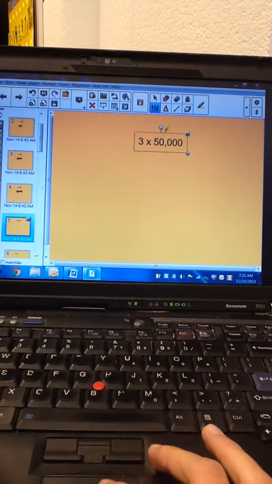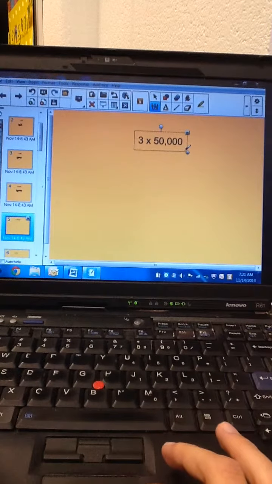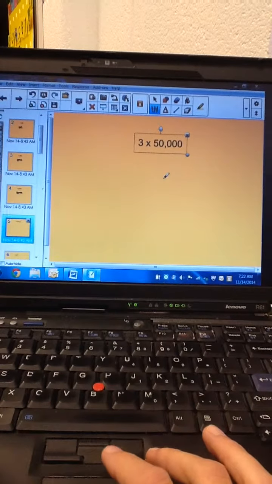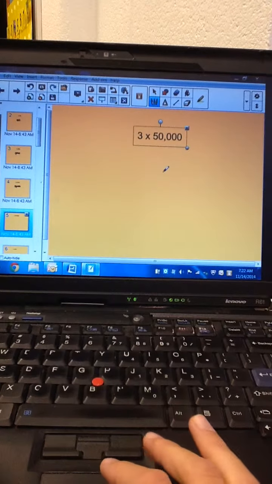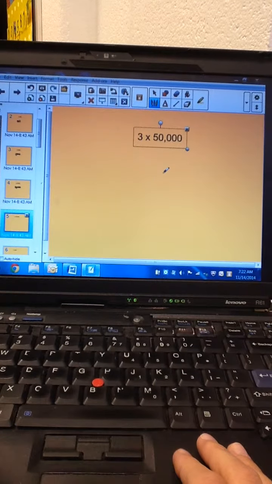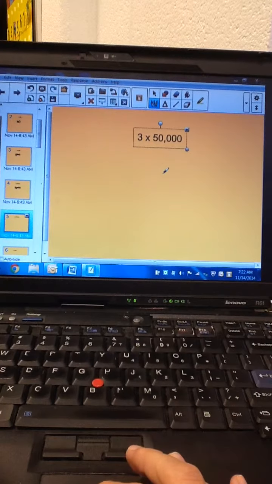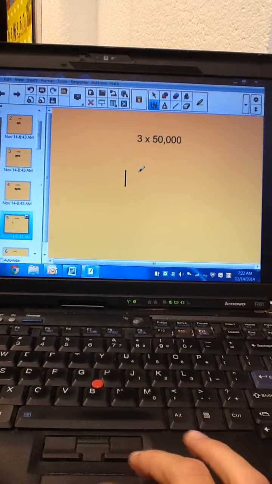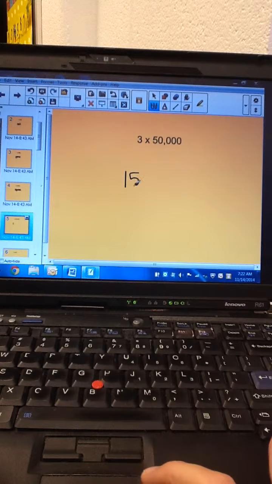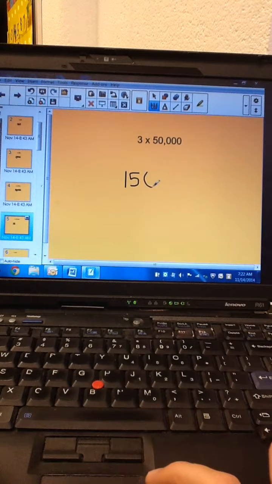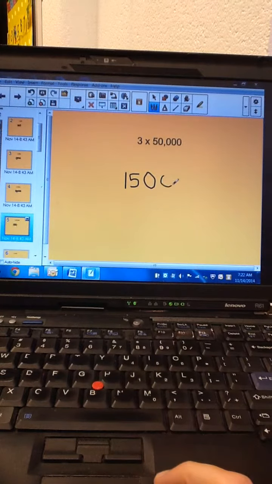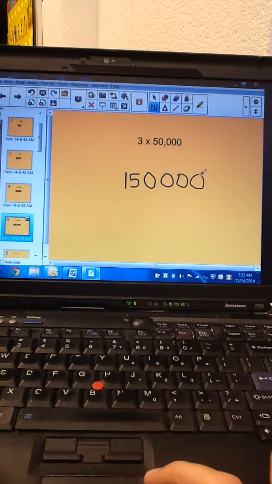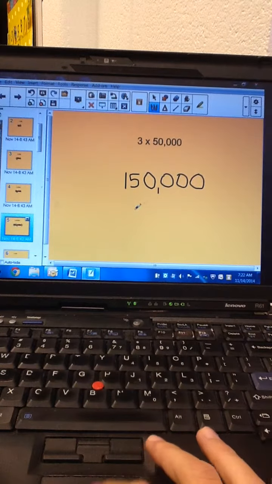Last one. Look at this problem, 3 times 50,000. I want you to pause the video and talk to your neighbor about how you think you would solve 3 times 50,000. Hopefully you and your neighbor said that again, you just multiply 5 times 3. And we said that was 15. And then there are 4 zeros. So you add the 4 zeros at the end for all of those place values. And your answer is 150,000.